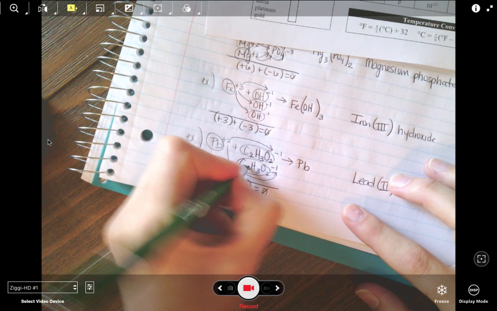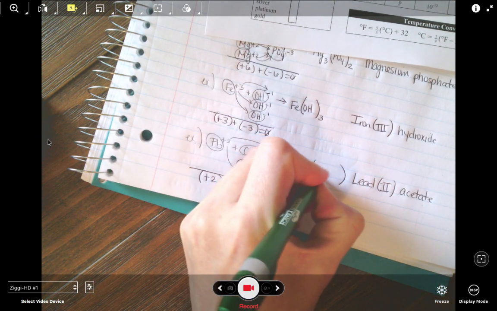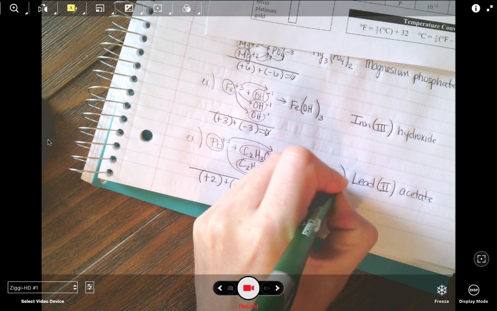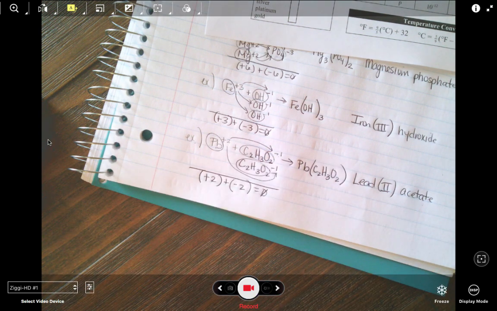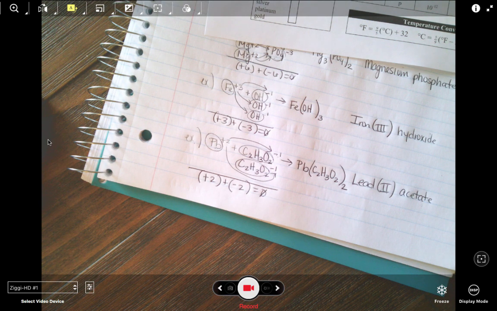So again, multiple of a polyatomic, immediately parentheses. C2H3O2 is acetate. And there are 2 of them. And that's it.